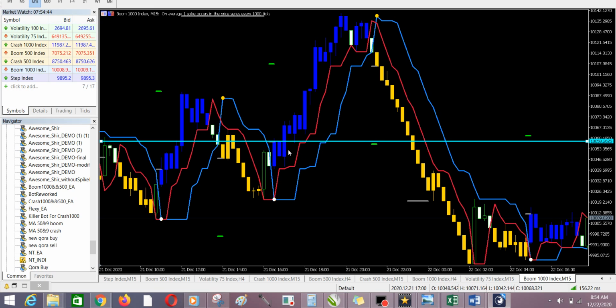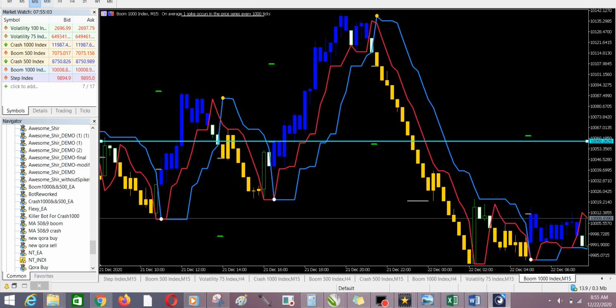Since the candles are still blue, it might go down for a while, it might be red for a while. So if you must trade spikes, you must have enough trading capital. It might go down for a while, it depends, but once it spikes, it will put me in profit.